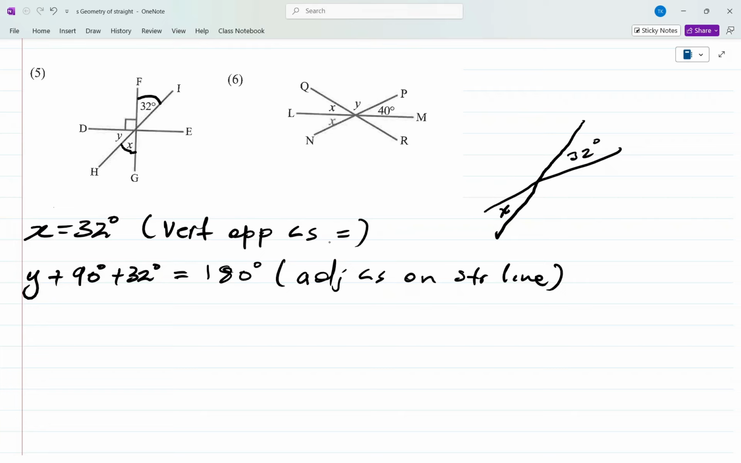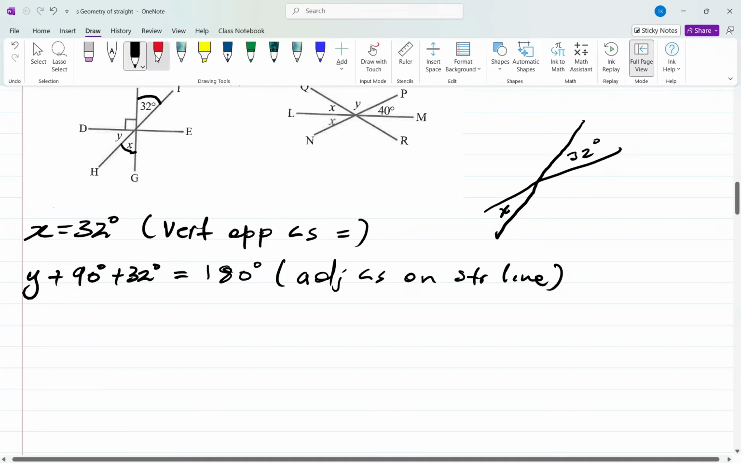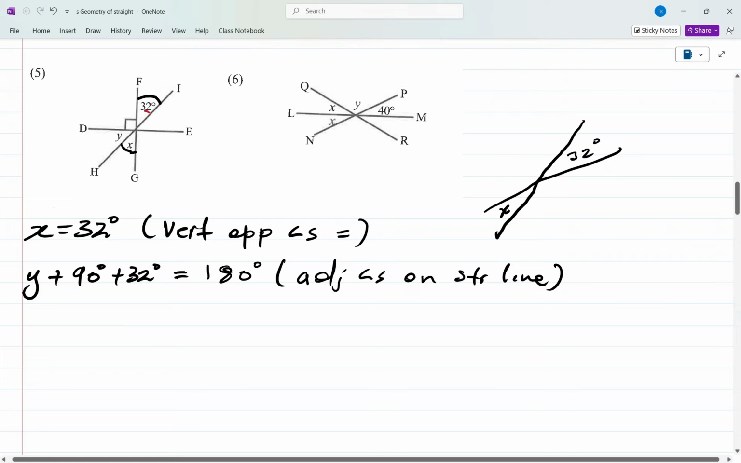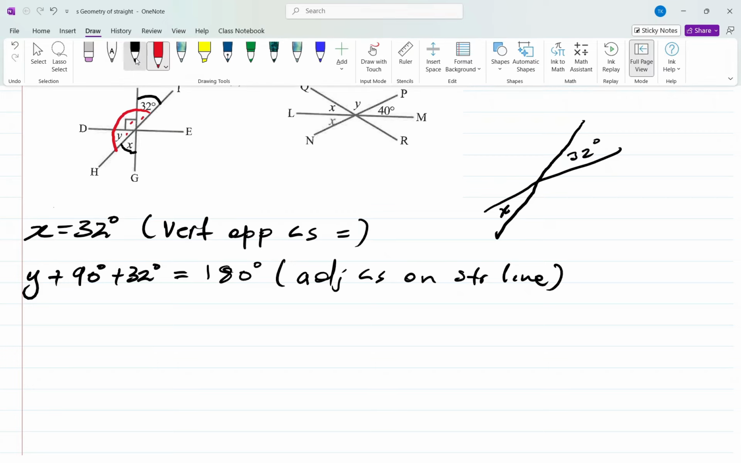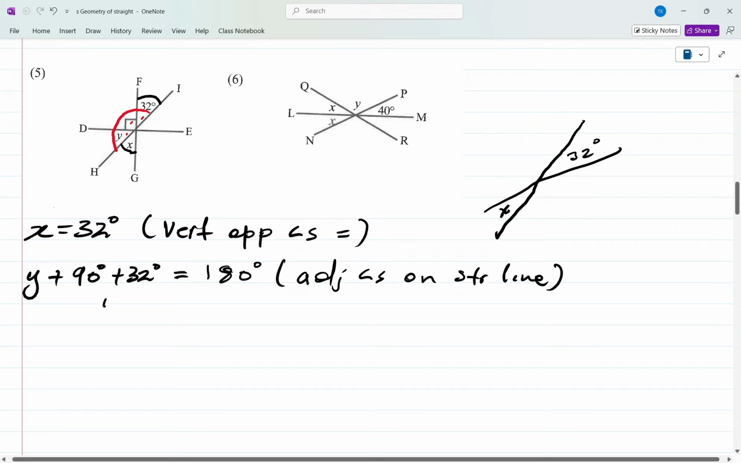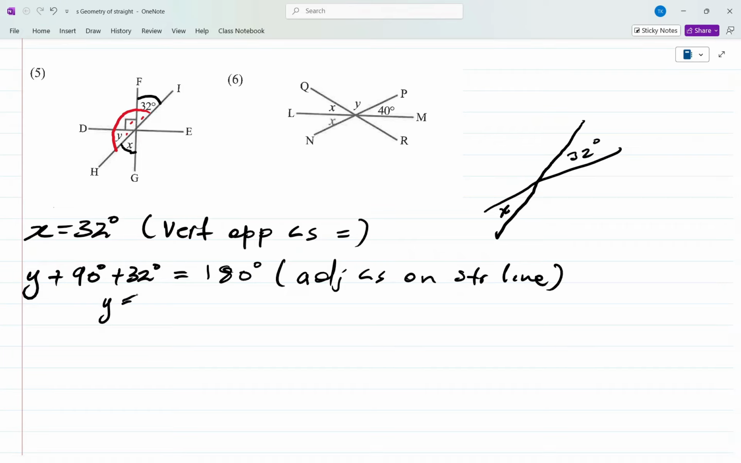On a straight line. Why am I saying that? Let me try to have a different color so that I can outline them. These three angles, 32, 90, and y, are found on the straight line. Therefore, when you add them together, they must give you 180. Then you now get to a point where you're going to be saying y is the same as 180 minus 90 minus 32. Let's see how much we have.